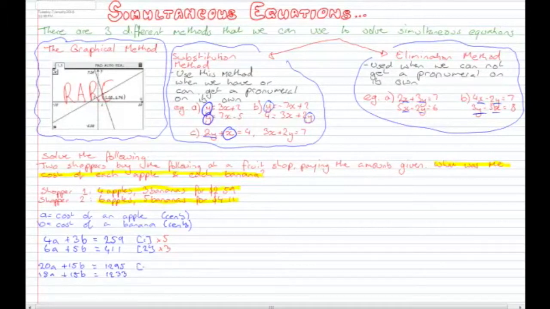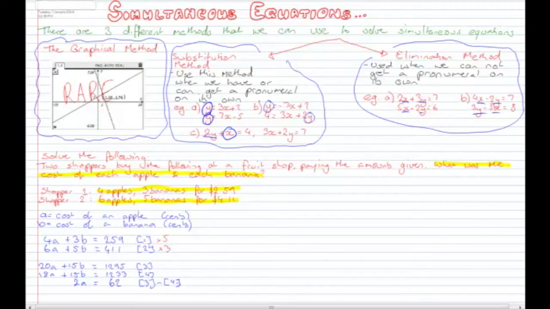And we'll call these equation 3 and equation 4. Now what we're going to do is we're going to subtract equation 4 from equation 3 because the 15B's will cancel out and we want to make sure we try and get positive A's. It just makes life a little bit easier for us. So equation 3 minus equation 4 will get us this. 20A minus 18A will get us 2A and the 15B's will cancel each other out. So we're left with 2A is equal to 1295 minus 1233. That will get us 62.